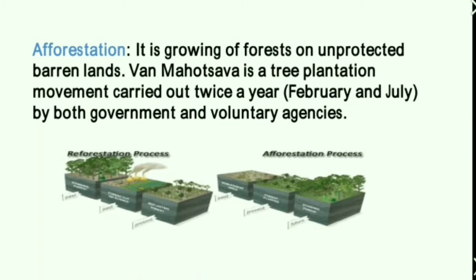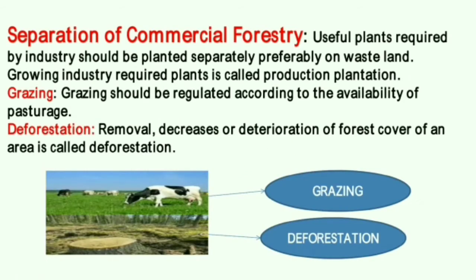Van Mahotsava is a tree plantation movement carried out twice a year in February and in July by both government and voluntary agencies. Separation of commercial forestry. Useful plants required by the industry should be planted separately, preferably on the wasteland. Growing industry required plants is called production plantation. Grazing. Grazing should be regulated according to the availability of the pasturage.